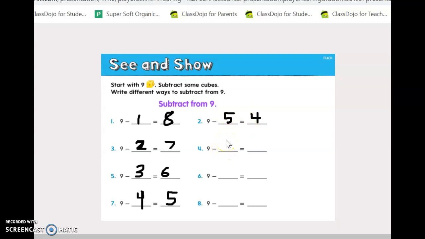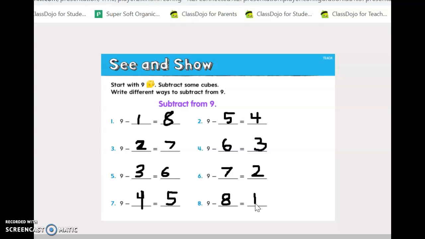9 take away 6. If we're doing our pattern, remember it's 1, 2, 3, 4, 5, 6, is 3. 9 take away 7 is 2. 9 take away 8 is 1.